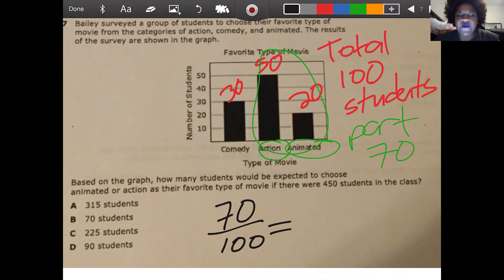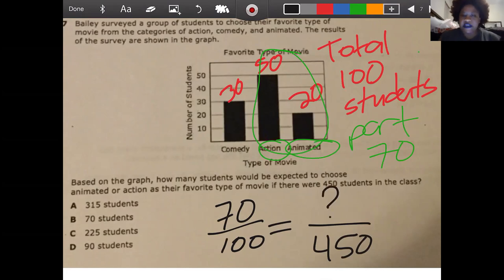So let's continue reading the question to find out what our other ratio is going to be. So how many students would be expected to choose animated or action as their favorite type of movie if there were 450 students? So not just 100, but if there was 450 students, how many would select action or animated? Okay, so you have two different ratios. The first ratio is only the information from the graph, okay? So look at the question, and whatever two topics that they're talking about, you add them, and that's your part. And your total is all of the graph numbers added together, okay? And it's going to be equal to whatever number that they give you in the question, which in this case, the total was 450 students. And so that goes at the bottom, and you're looking for the part. How many would there be if there was 450 students, okay?